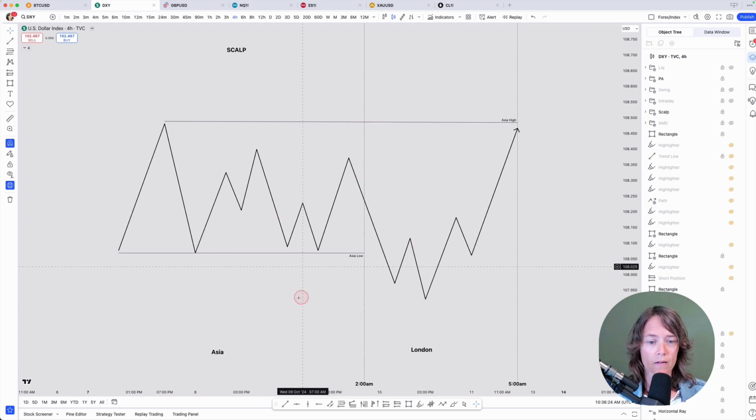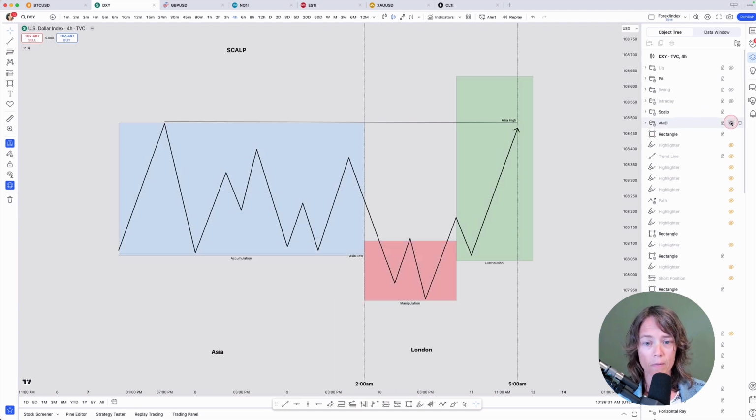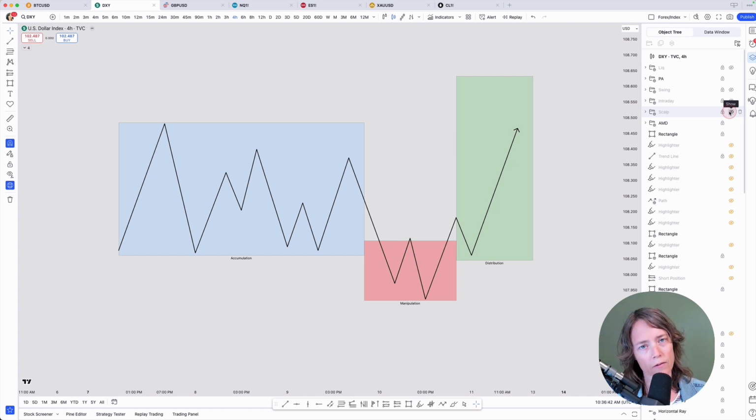What we see over here is the scalper's way of looking for the accumulation, then a manipulation lower, and then a distribution leg to the opposite side of the range. So scalping. But what if we are not a scalper? We just want to trade intraday, keep it cool, keep it relaxed.